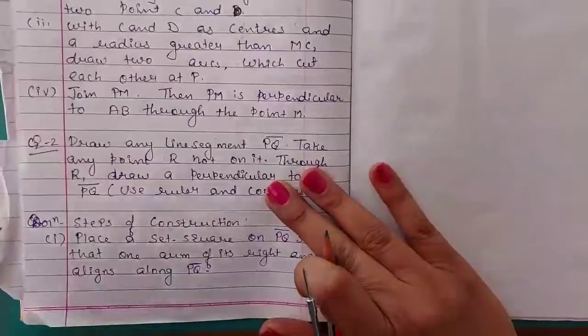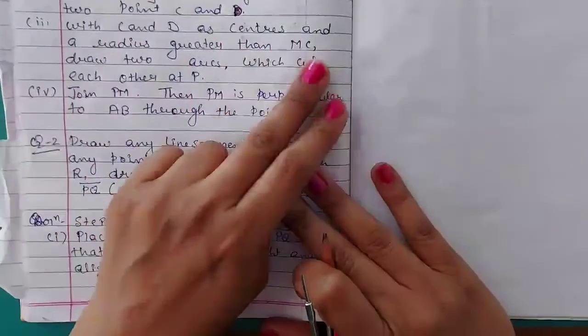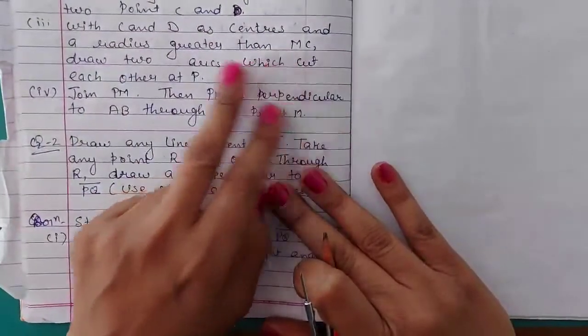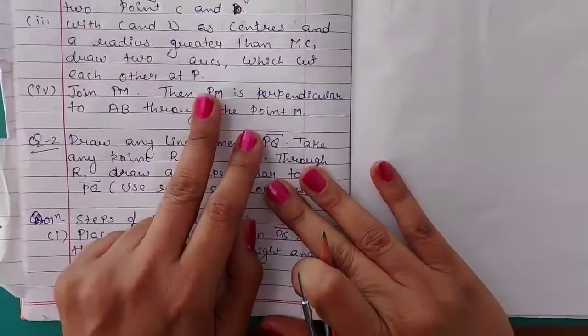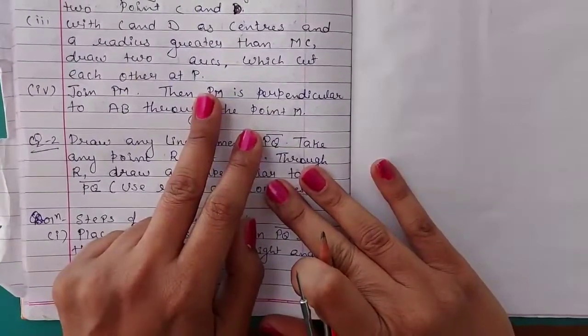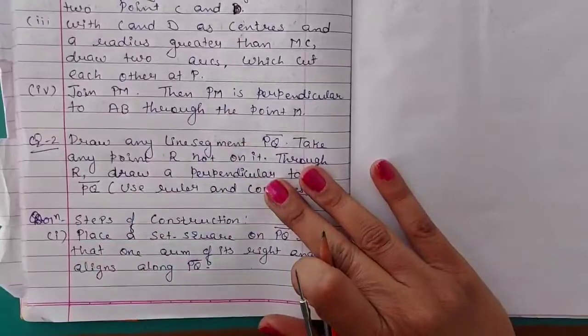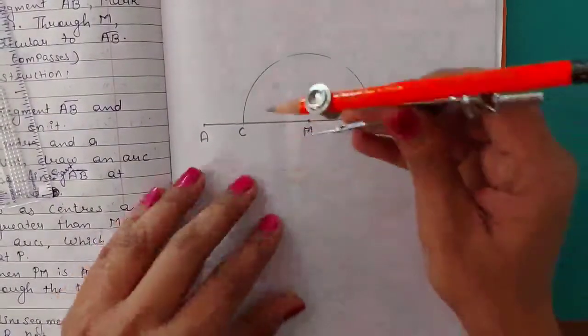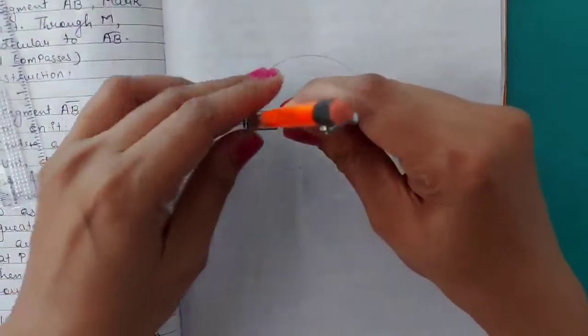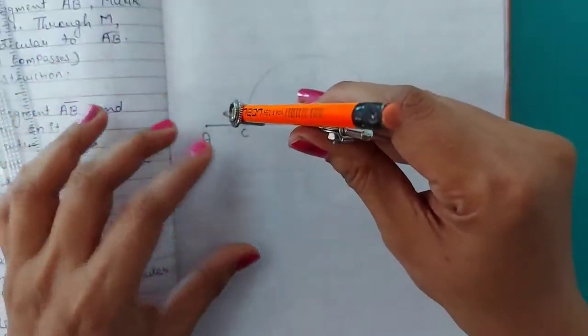Step number 3. With C and D as centers and a radius greater than MC, draw 2 arcs which cut each other at P. So here now with C and D as the centers, we have to draw 2 arcs and radius should be greater than MC. So students, this is the radius of MC. We will take greater than MC.